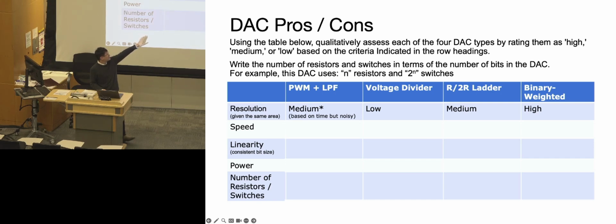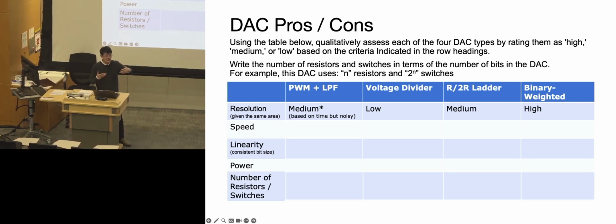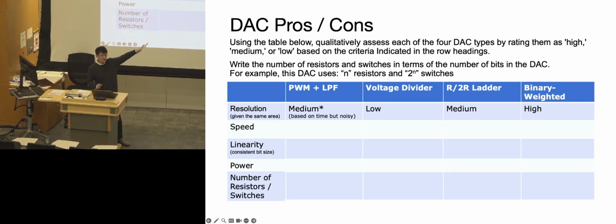So the voltage divider will be low because it scales exponentially, and the other two are high and semi-high. They're both linearly increasing, so they should be quite comparable, but one takes about twice the size of the other in terms of number of resistors. Any questions on the first one? How about the speed? The speed is the conversion speed of a given digital value to an output voltage value. Anyone want to share their answers on the speed?